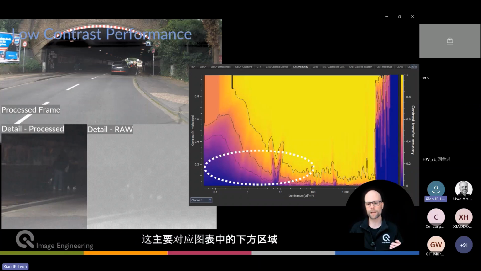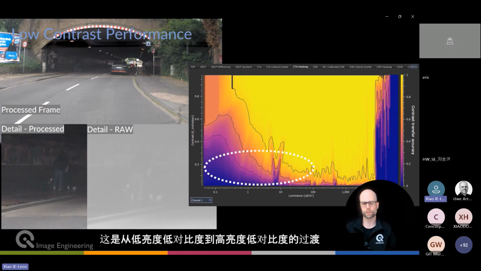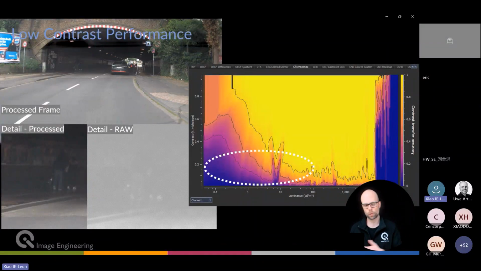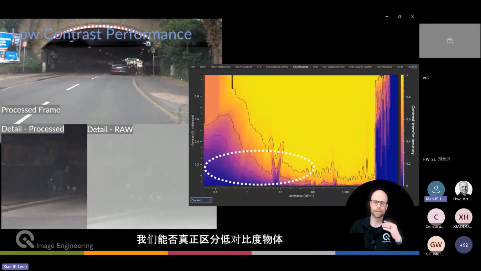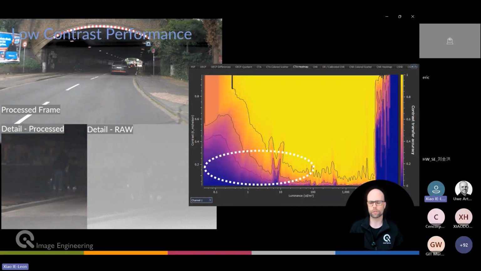And that is more the lower area of the map. You see that I marked that here. So that is going from low light, low contrast to bright light, low contrast. And that's where you can see where you might lose some information. So that's where you want to look: can I really distinguish these low contrast objects?